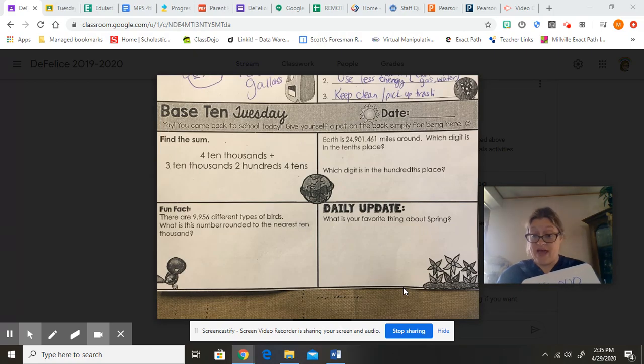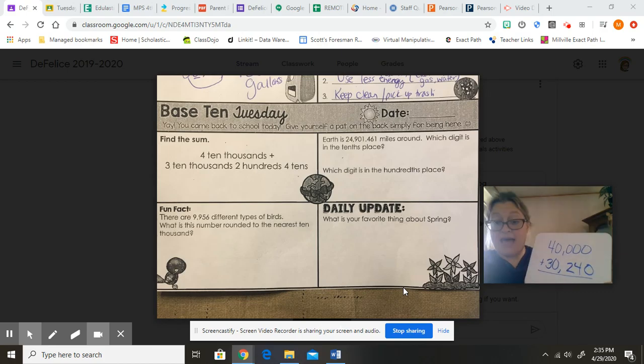Okay, so 3 10,000s, 10,000, 20,000, 30,000. We don't have any just thousands there, so we're going to have to hold that place with a zero. 200s, 4 10s, 0 1s. So that second number is 30,240. Now all we have to do is add them together.